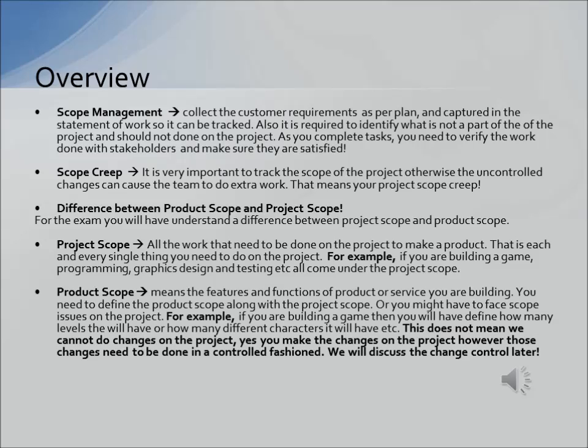Product scope means the features and the functions of the product or service you're building. You need to define the product scope along with the project scope, or you might have to face scope issues on the project. For example, if you are building a game, then you will have to define how many levels it will have, how many different characters it will have, etc.